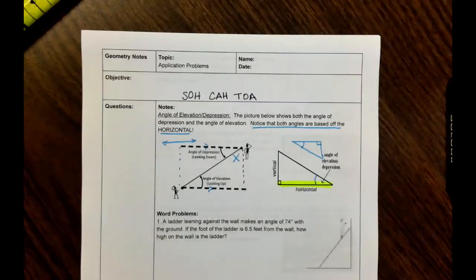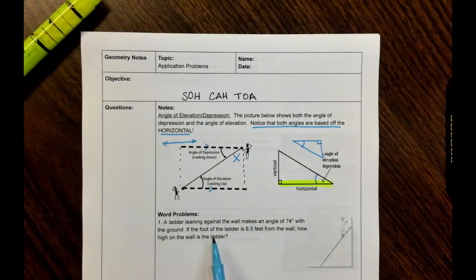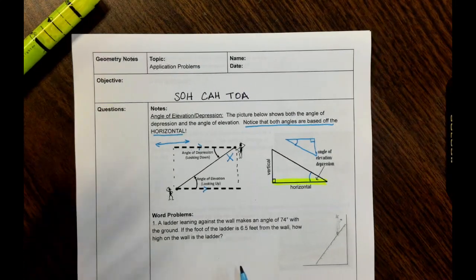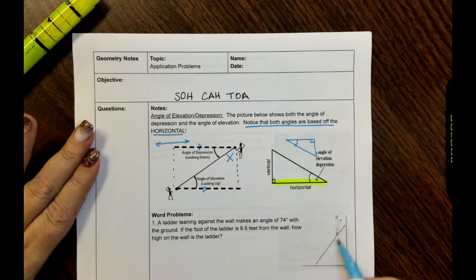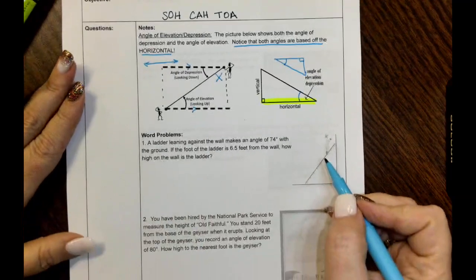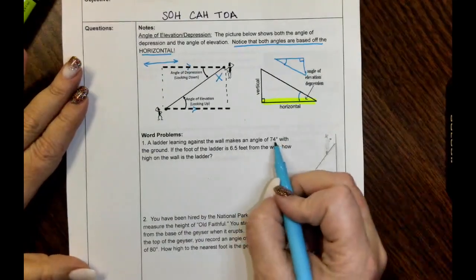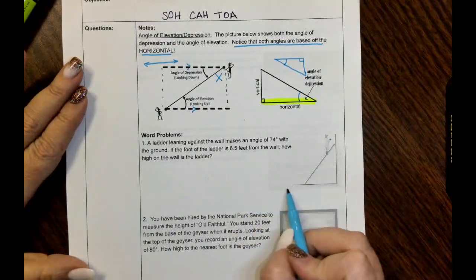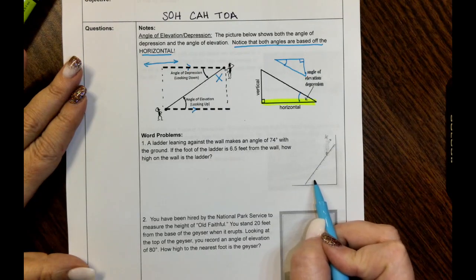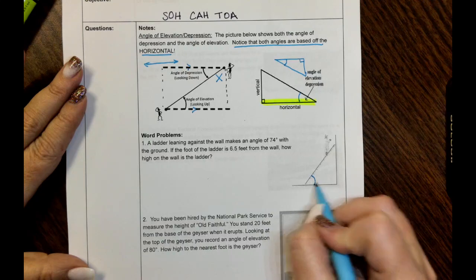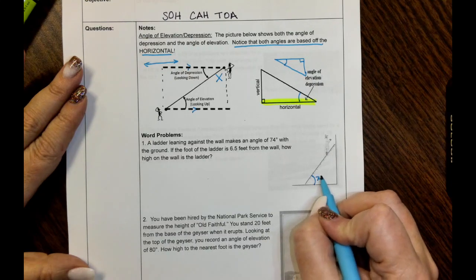Okay. So a ladder leaning against the wall. So imagine in your head that you have a ladder. You're standing over to the side and you can see this ladder leaning against the wall. It makes an angle of 74 degrees with the ground. So here's the ground, and the angle between the ground and the ladder, which is this angle right here, is 74 degrees.